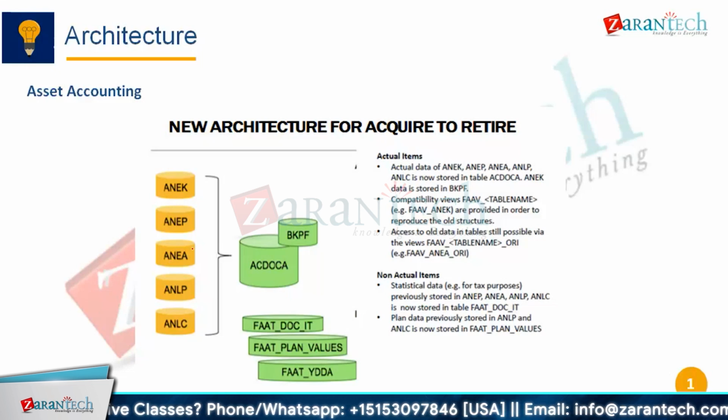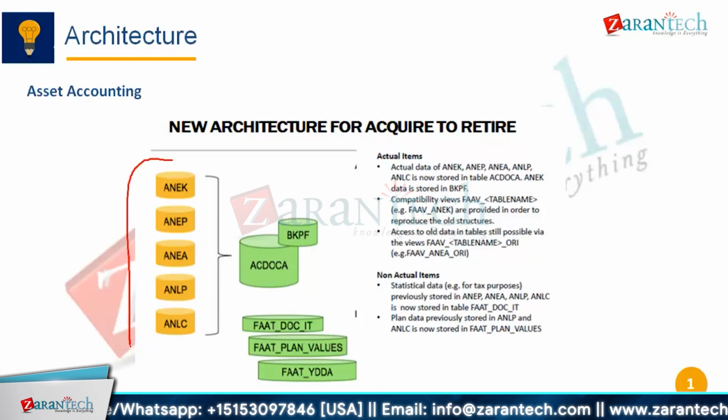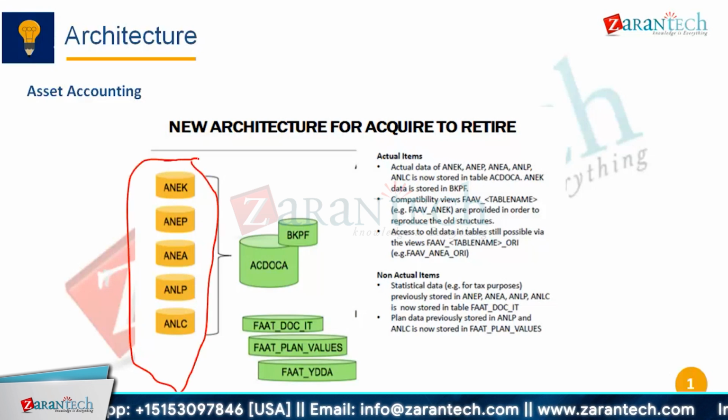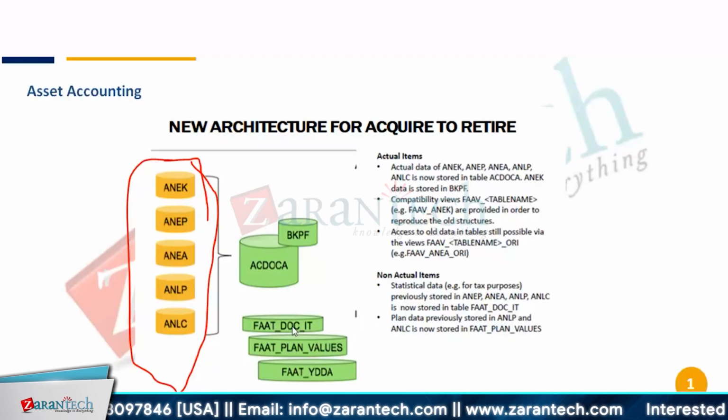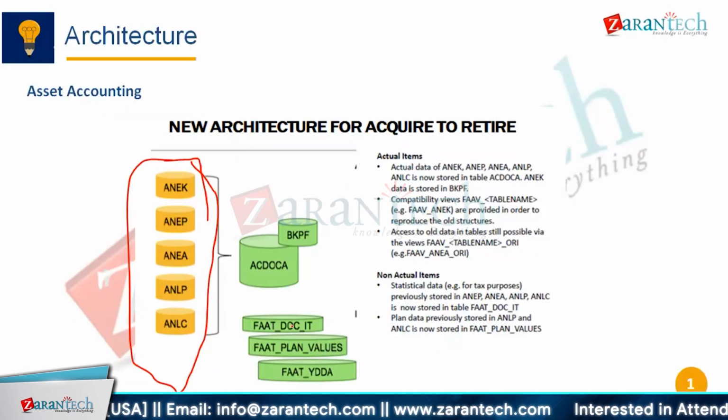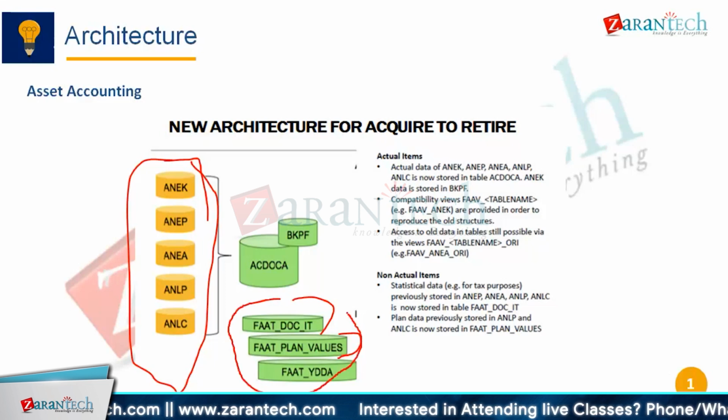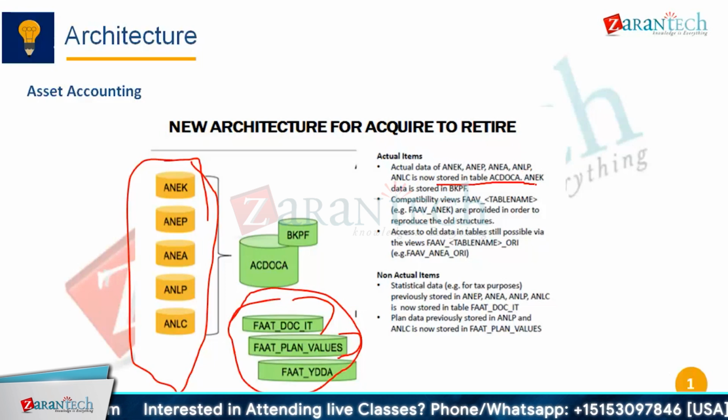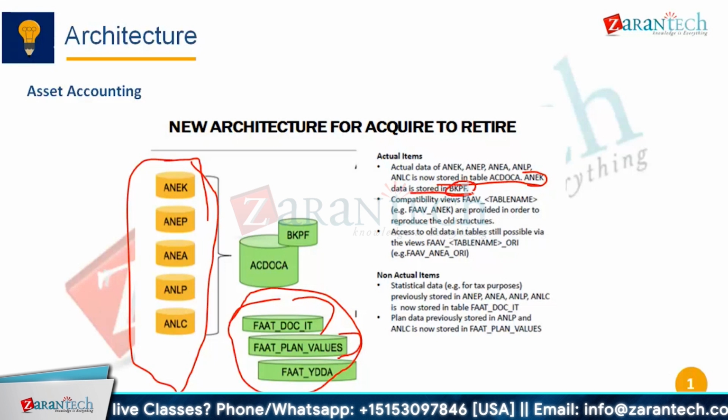ANEK, ANEP, ANEA, ANLP, ANLC. These are which kind of tables? These are basically your asset related tables. Plan values, all the depreciation plan values you could see here. So these tables you can refer to now for asset related things. Actual data of ANEK, ANEP, ANEA, ANLP, ANLC is now stored in ACDOCA. ANEK data is stored in BKPF. This header information is stored in BKPF.